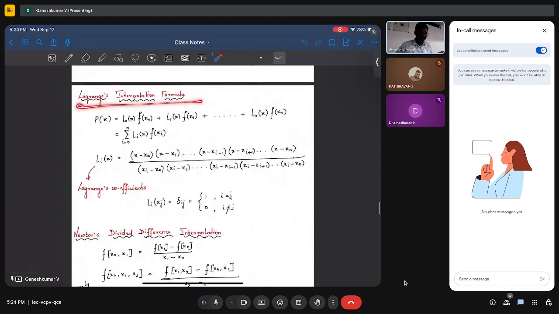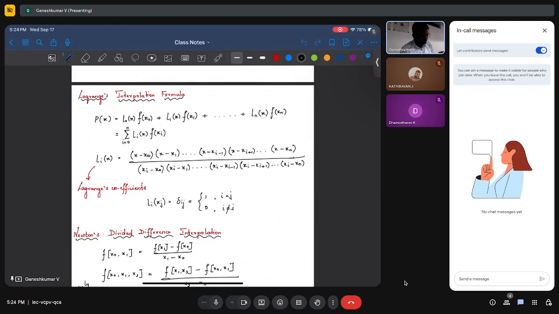And the next part is the Lagrange interpolation formula, which you will typically use when you have unequally spaced tabular points, data points. So you need not have equally spaced data points. Whatever we saw in the Newton and Gauss methods, you need to have equally spaced data points.